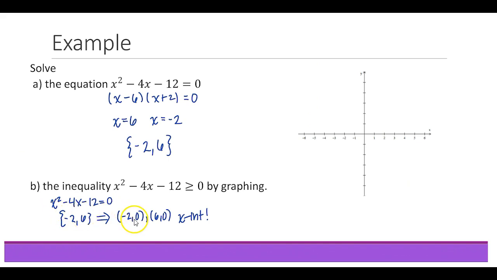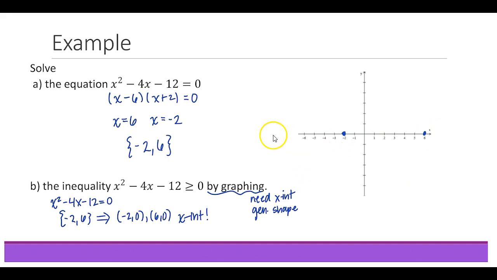So if we want to solve this by graphing, well, we have x-intercepts. We can go ahead and graph them. So we have negative 2, 0, and 6, 0. And this is a quadratic which will graph a parabola that opens up because the leading coefficient is 1. Now the nice thing is that we only need a really rough sketch of the graph. So when we say by graphing, all we really need is the x-intercepts and the general shape. So whether it opens up or down.